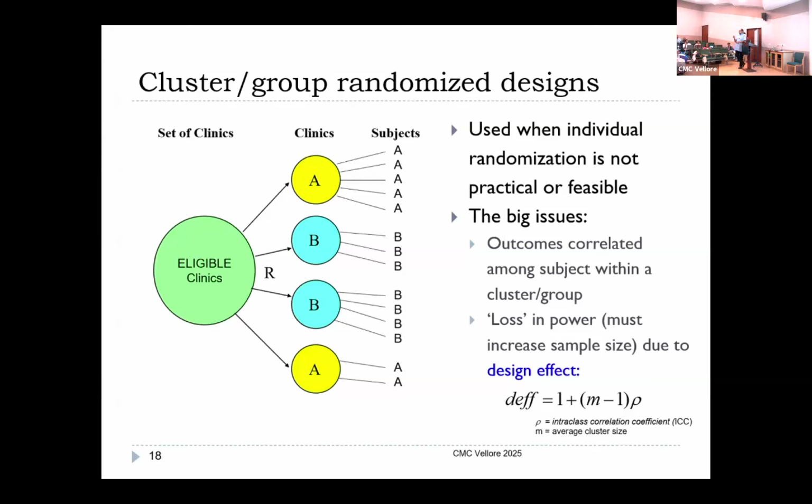These are not groups that you artificially create. These are groups that exist. People aggregated themselves and lived in neighborhoods, lived in villages, attended certain schools, or worked in certain factories. You do this when individual randomization is not possible.